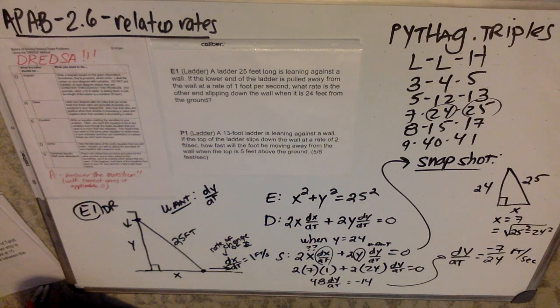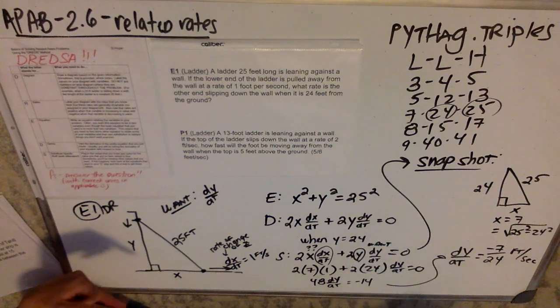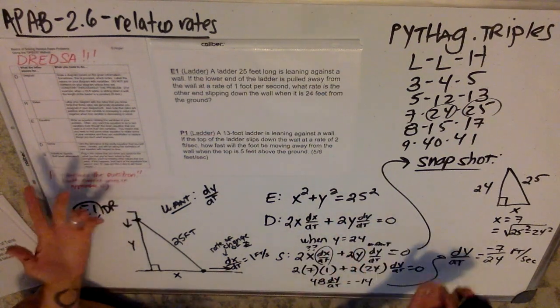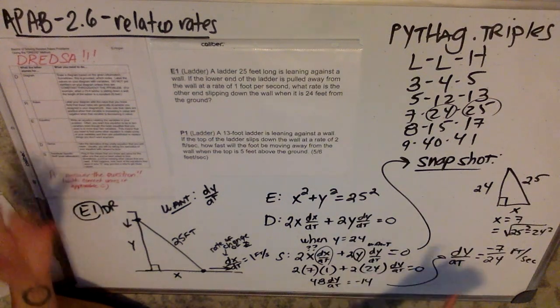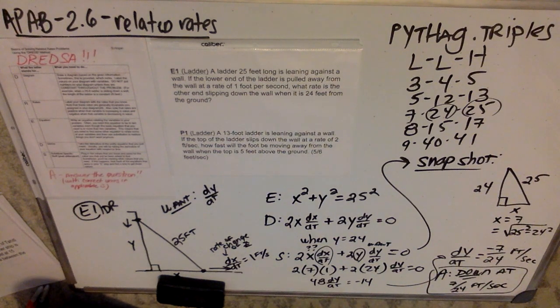The issue here, and that's that last thing in the dread saw, is that I need to carefully read the question that was asked and make sure I answer it. It says, at what rate is the other end slipping down the wall? Well, the reason this is negative is because the ladder is going down, and thus y is getting smaller. But if you want to know how fast it is slipping down the wall, the word down is already taking care of the directional part. It's taking care of the part that y is getting smaller. So when I answer the question, I would probably say it's moving down at 7/24 feet per second. Because you're not moving down at a negative rate, that would mean that you were moving up, right? So you want to answer the question.